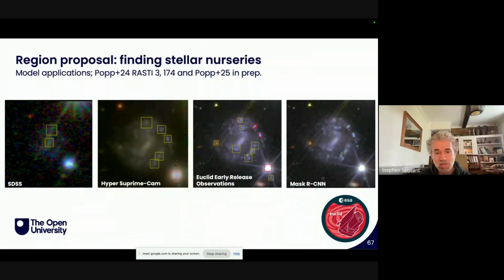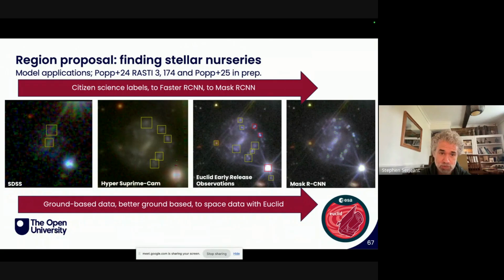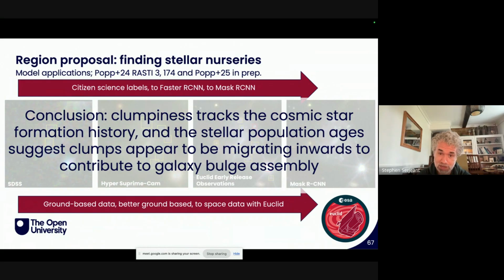So I've got here some example outputs. We are going from ground-based data to better ground-based data to space data with the Euclid Space Telescope. And in technological terms, we're going from the citizen science labels to using Faster R-CNN, which gives these boxes, and then to Mask R-CNN, which is another technology I don't quite have time to talk about, but it gets you the shapes of the clumps as well. This has been very useful, and it's given us some important astrophysical insights. The amount of clumpiness tracks the cosmic star formation history. And the stellar population ages suggest that the clumps appear to be migrating inwards to contribute to galaxy bulge assembly. So we're getting some nice physics out of this machine learning and citizen science as well.